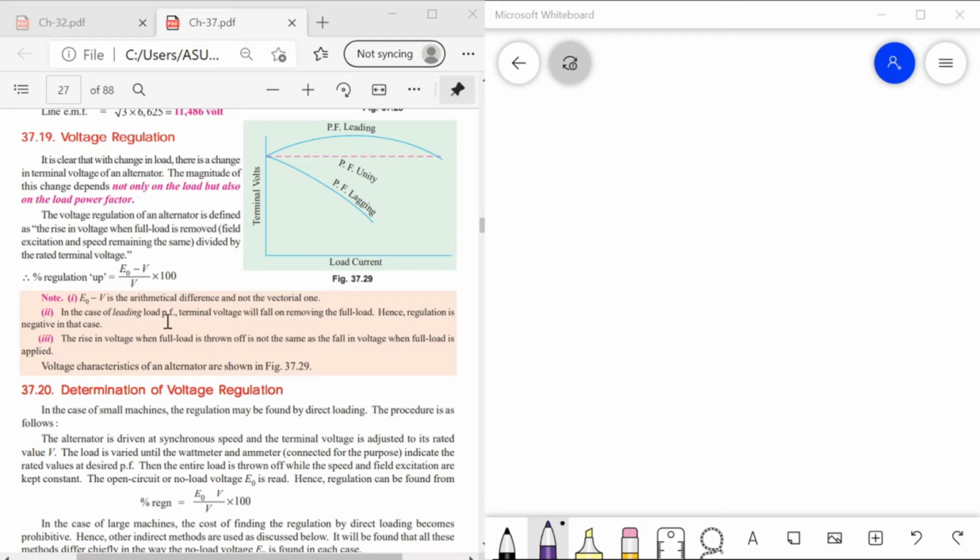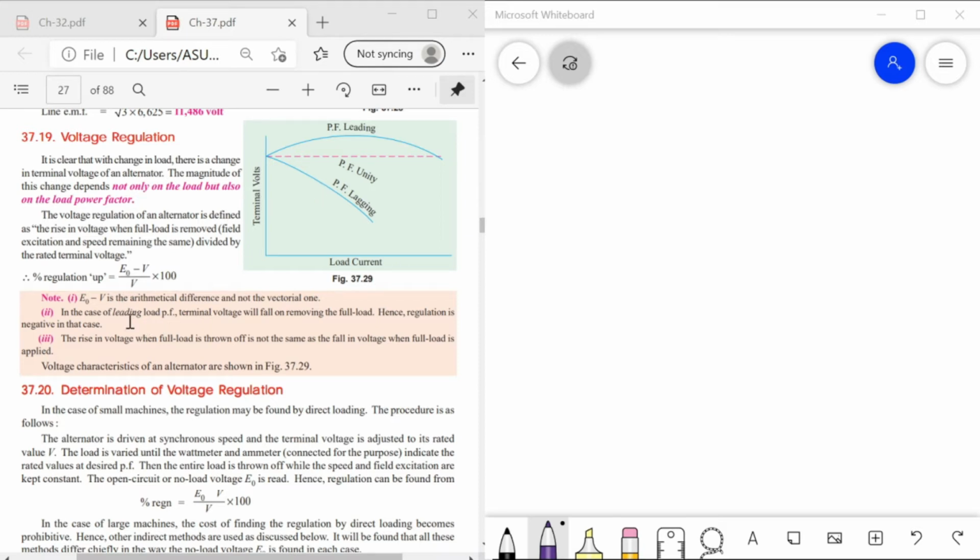In the case of leading load power factor, terminal voltage will fall on removing the full load. Hence, regulation is negative in that case. So in a leading power factor, our terminal voltage will increase versus its original rated terminal voltage.